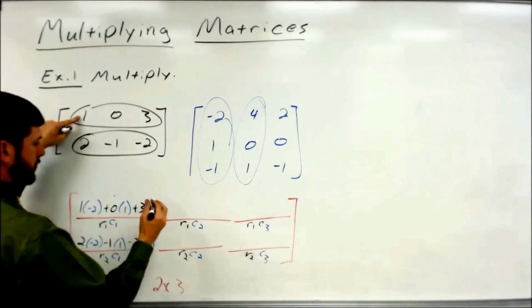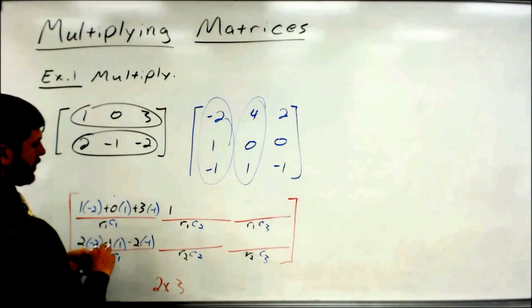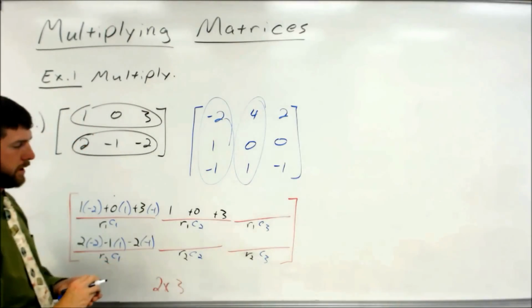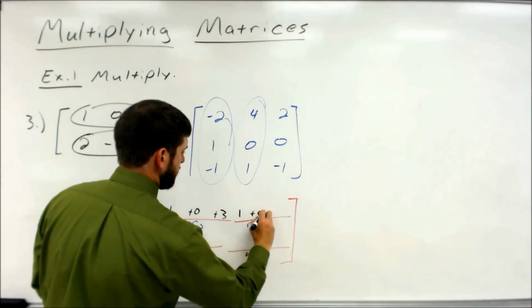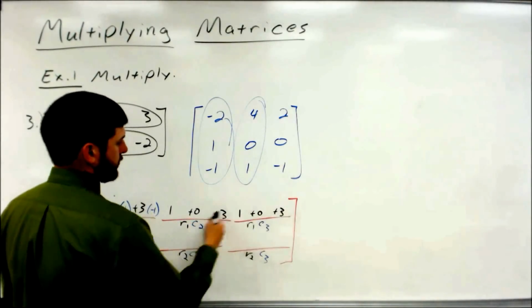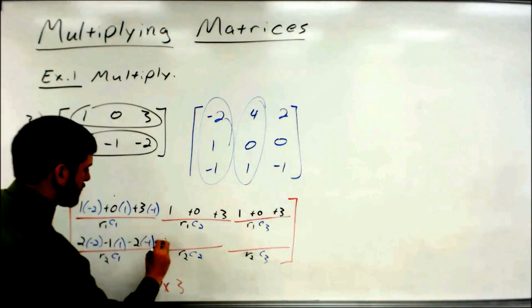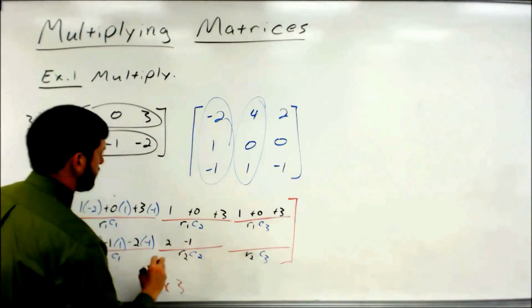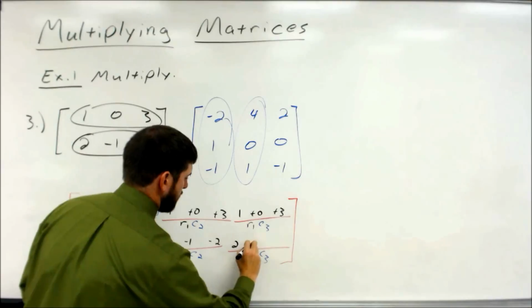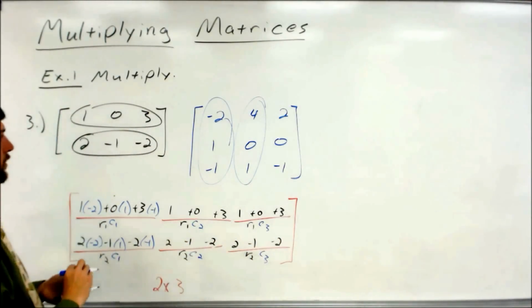So row 1 is going to be 1. I'm actually going to show you where we can speed this up. Row 1 is 1, 0, and 3. And it's going to be 1, 0, and 3, no matter where we're at. All row 1 is going to be 1, 0, and 3. Row 2 is going to be 2, negative 1, and negative 2, no matter which column we're in. So it's still 2, negative 1, and negative 2. Same thing with my columns.